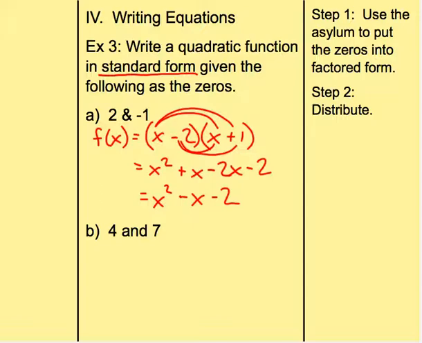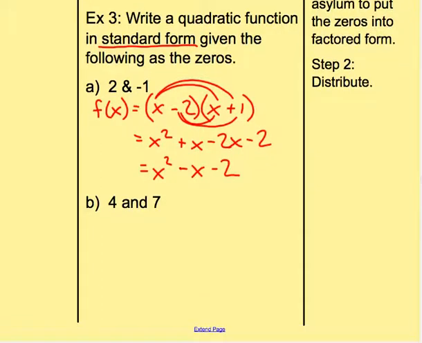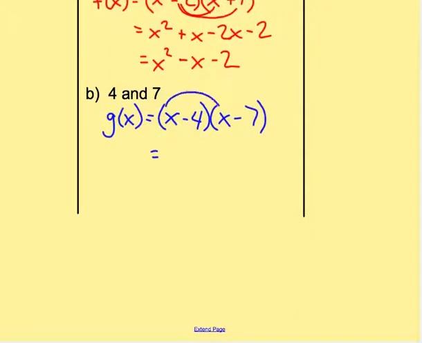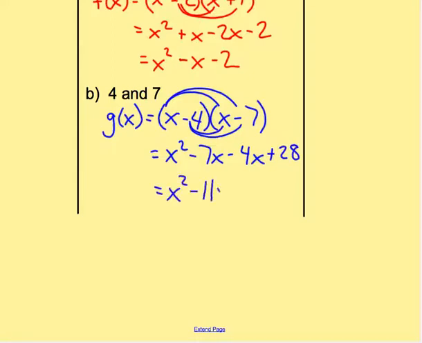All right, one more example. We have zeros of 4 and 7. So we're going to start by putting them in as opposites. Remember, it doesn't matter what you name your function. The 4 goes in as a negative, and the 7 goes in as a negative. So now we have it in factored form. We're going to distribute to get it into standard form. X times x is x squared. X times negative 7, negative 4 times x, and negative 4 times negative 7. Combining our like terms, we get x squared minus 11x plus 28.